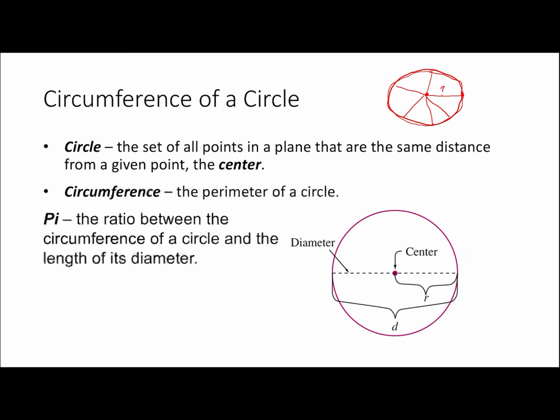Now, pi is the ratio between the circumference of a circle and the length of its diameter. Okay, it's a value, it's an irrational number, but it is a number that we use a lot dealing with circles. And so that brings us to our circumference formula.